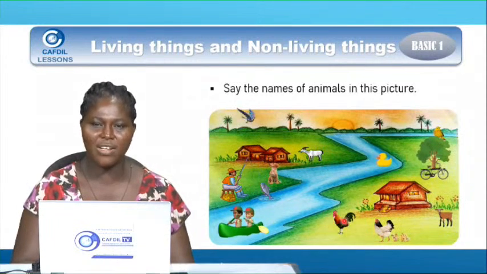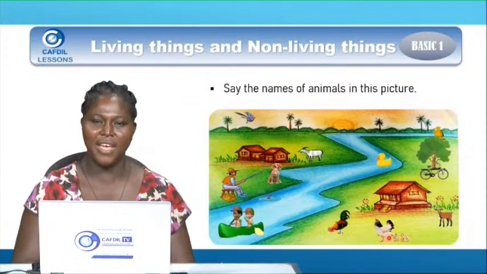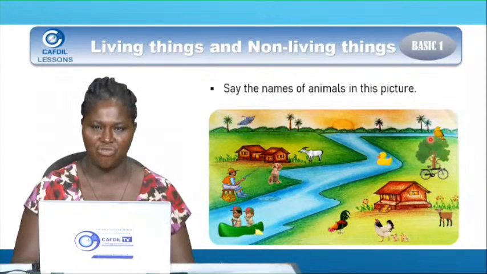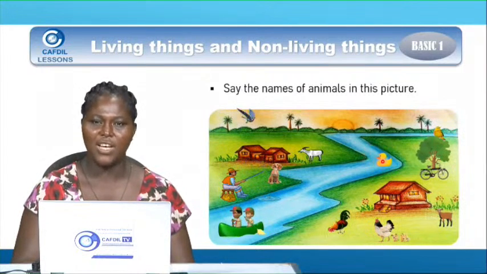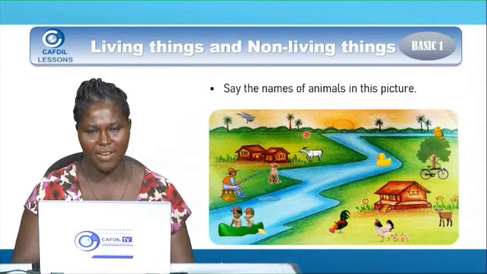We have the cock in the picture, which is also an animal. We have the hen and the chicks. They are also animals. And we have another goat. And we have another bird on the tree. We have a duck on the river. Yes, so these are animals.